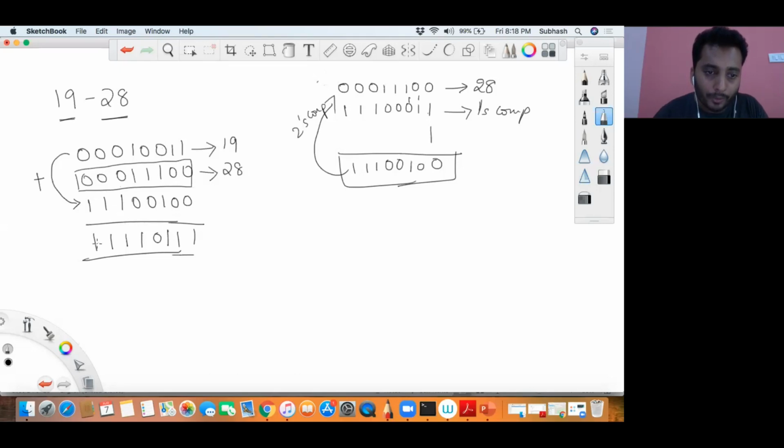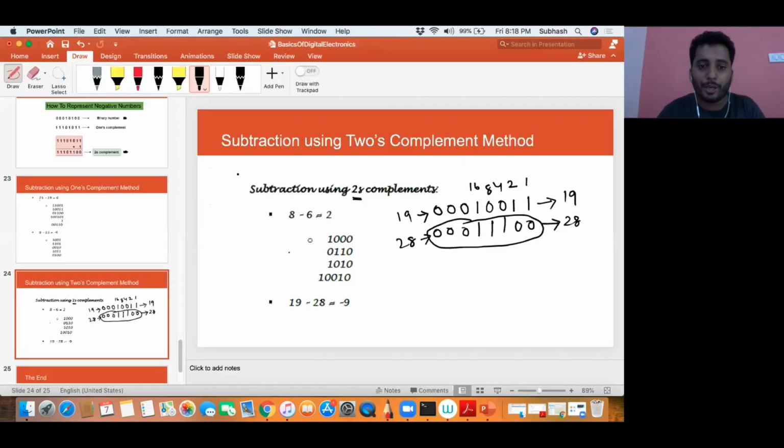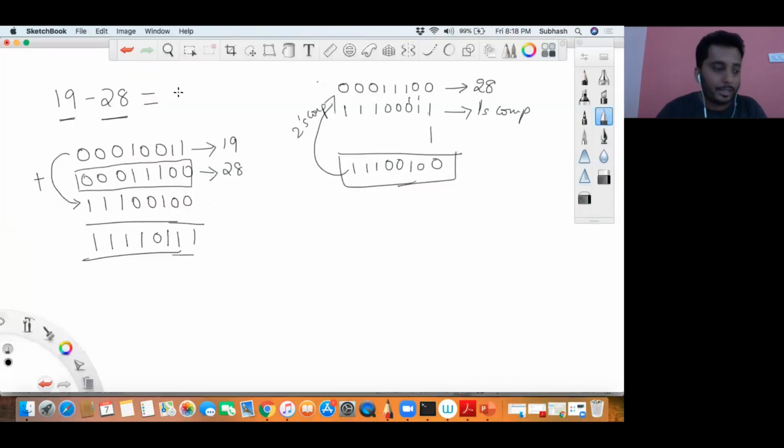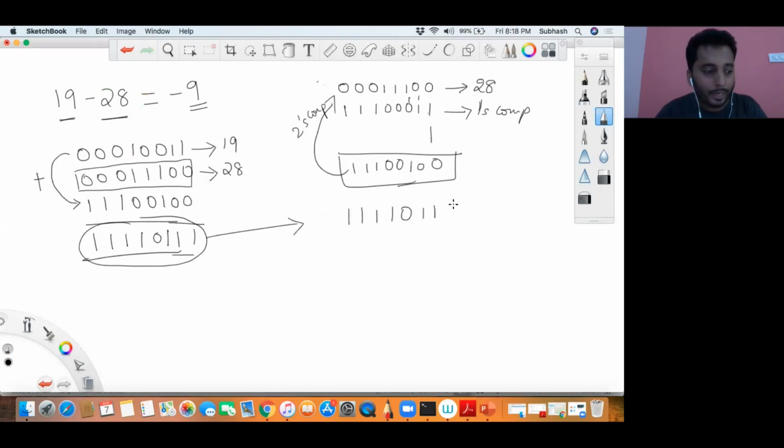1 1 1. Now this is actually the subtraction. How much should we get for 19 minus 28? Minus 9, isn't it? So to get minus 9, we have to again find the 2's complement of this number. You have to first find the 1's complement of this. So let me put this here: 1 1 1 1 0 1 1 1.